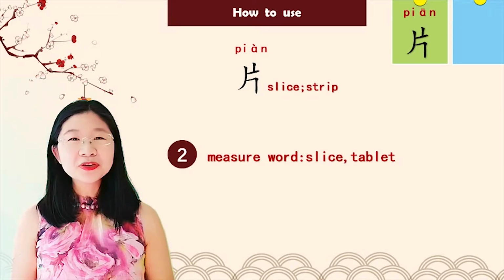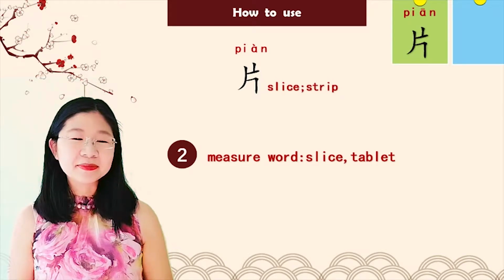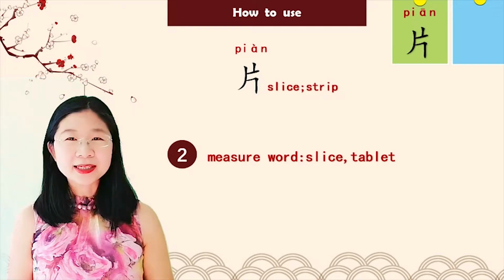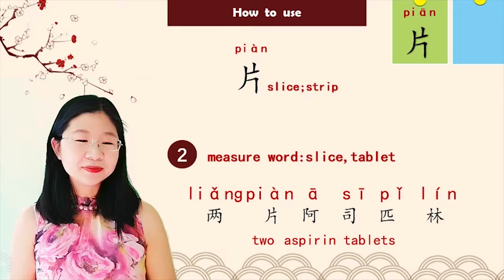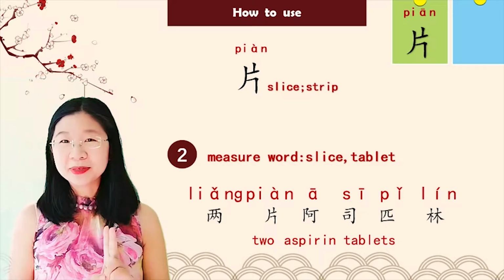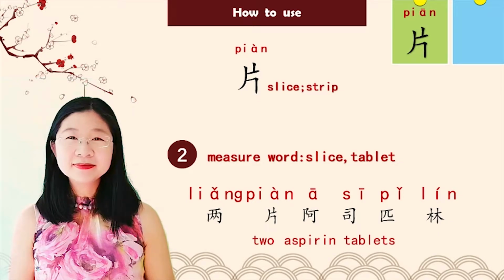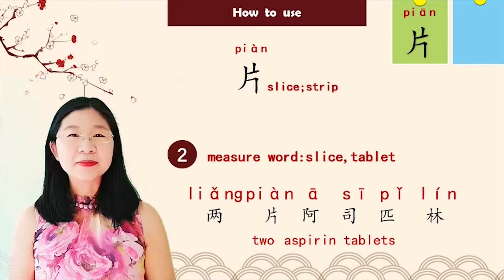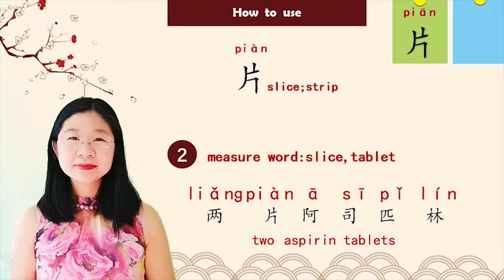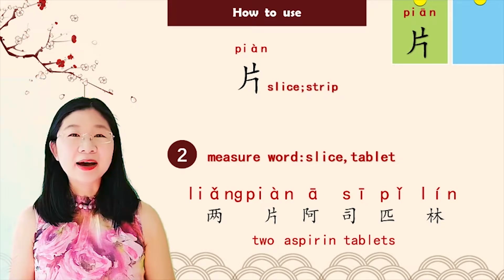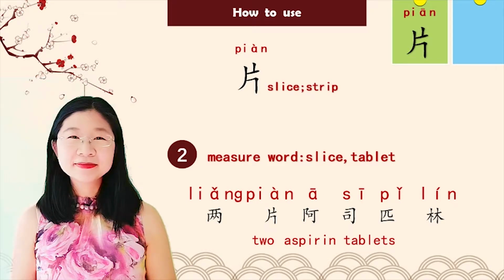Second, it could be used as a measure word, meaning slice, tablet. For example, 2 aspirin tablets, that is 2片阿司匹林.